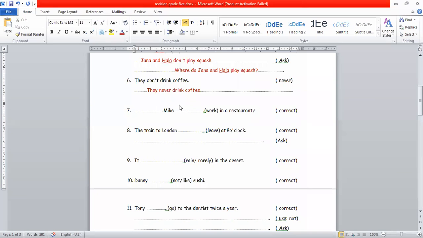Is Mike working in a restaurant? Okay. Is Mike working in a restaurant? Is this a correct answer or no? No. Okay. Who can tell me why? Noor, come on. Does Mike work in a restaurant? Okay, does Mike work in a restaurant? Why do we put does here? Why do we ask with does? Who can tell me?